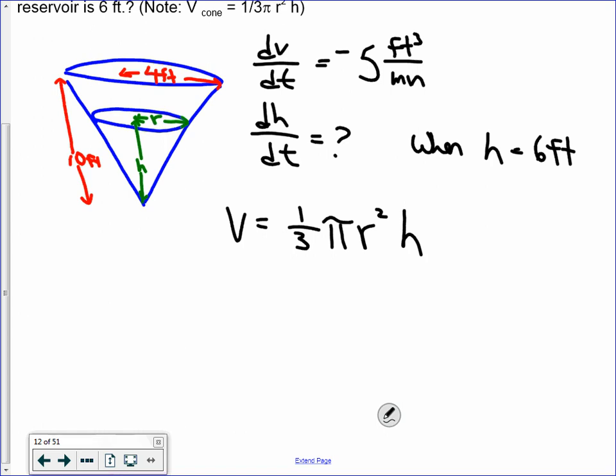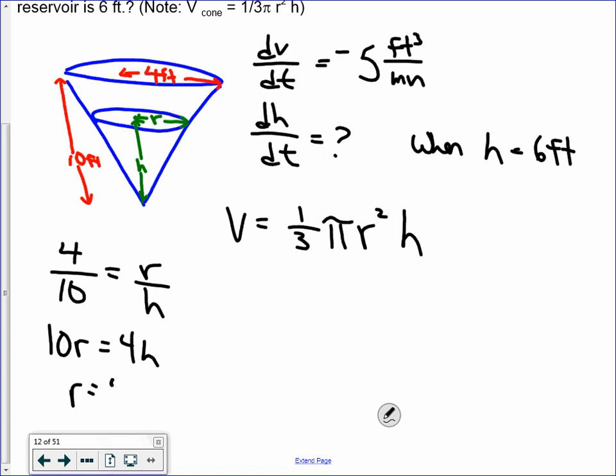If I take the derivative now, we got a problem. I need to get rid of the r again. So if you set up a proportion, maybe you just see that the radius is 4/10 of the height. Can you see that? Or you want me to set up a proportion. So 4 is to 10 as r is to h. So 10r equals 4h. R equals 4/10 h.